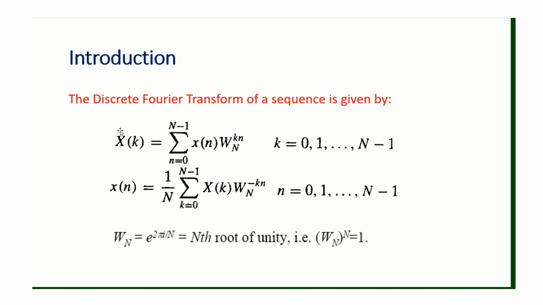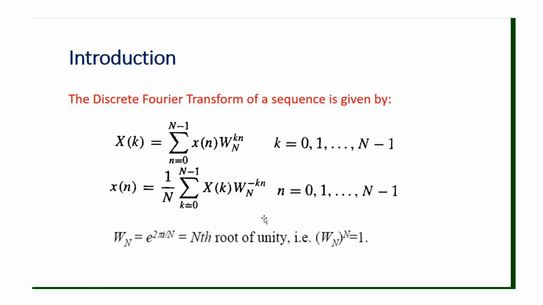Let us look into the equation of DFT, where small x of n represents the input discrete signal and capital X of k represents the DFT of small x of n. X of k is given by the summation over n equal to 0 to capital N minus 1 of x of n into omega N power kn. In order to get the original series from X of k, we apply the inverse discrete Fourier transform using this equation, so that we get the original signal. And the Nth root of unity is given by omega N, and omega N power N equals 1.